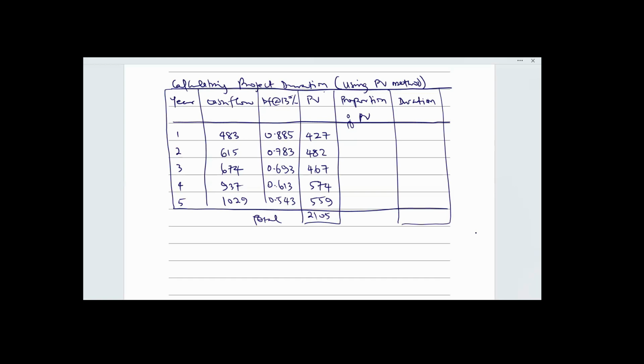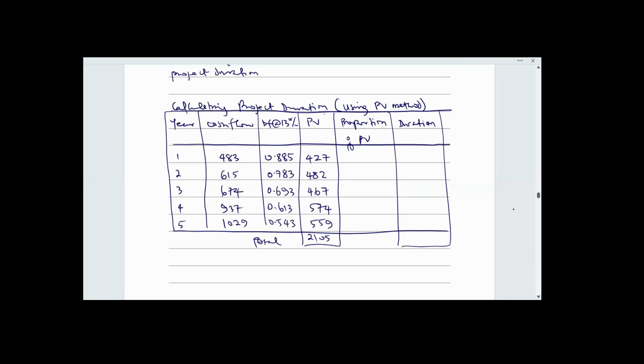That's step 2. No, step 1 says when you are using the present value method to calculate your project duration, calculate the present value for each year. That's what we have done. Then step 2 says determine the proportion of the PV of each year to the total present value. Therefore, what is the ratio of 427 to 2105? That is 427 divided by 2105. What do you get?